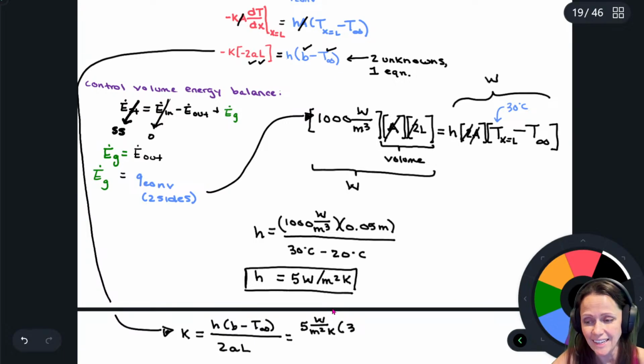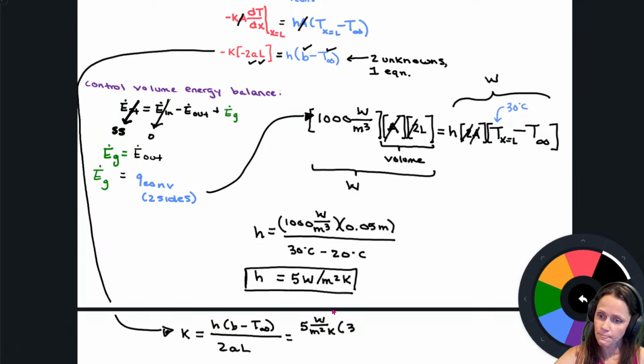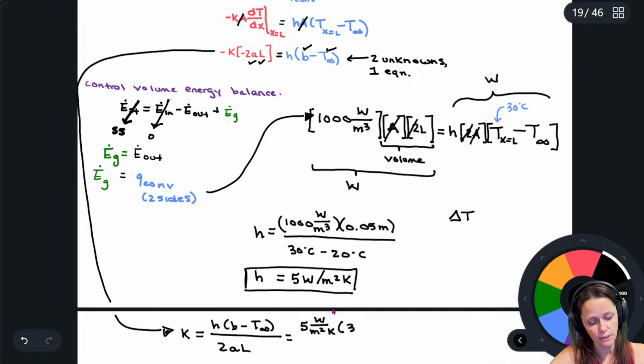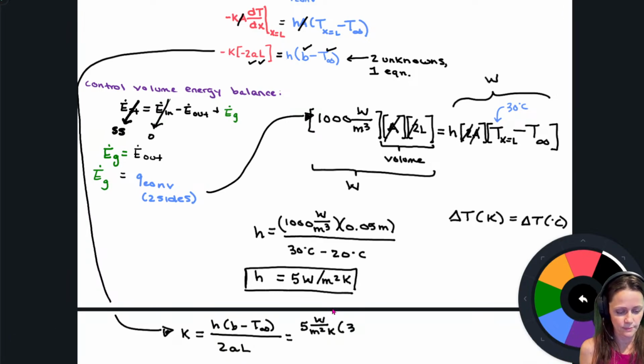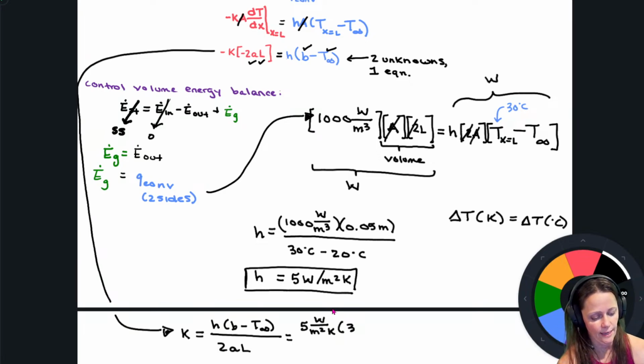Sorry, quick question. Do we have to convert the 30 minus 20 degrees Celsius, the 10 degrees Celsius, to Kelvin, since H is in meter squared Kelvin? You don't. You can if you want to, but your delta temperature in Kelvin is going to be the same as delta T in degrees Celsius. You can convert it, but you're going to get the same number, because it's the change in temperature. Okay, thank you.